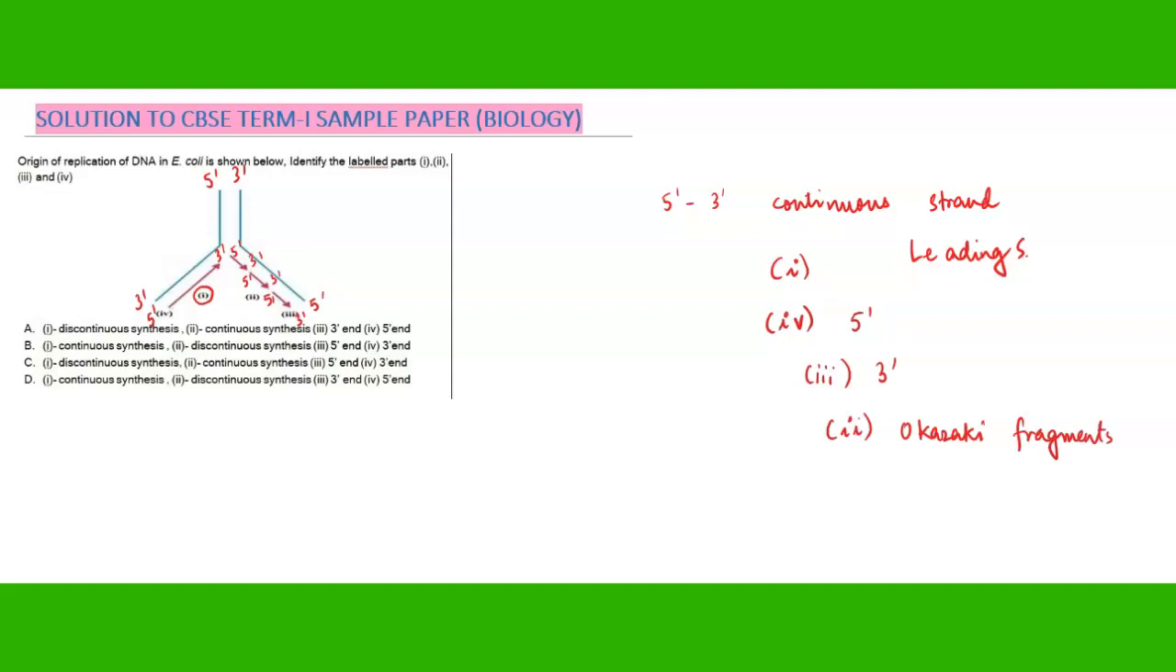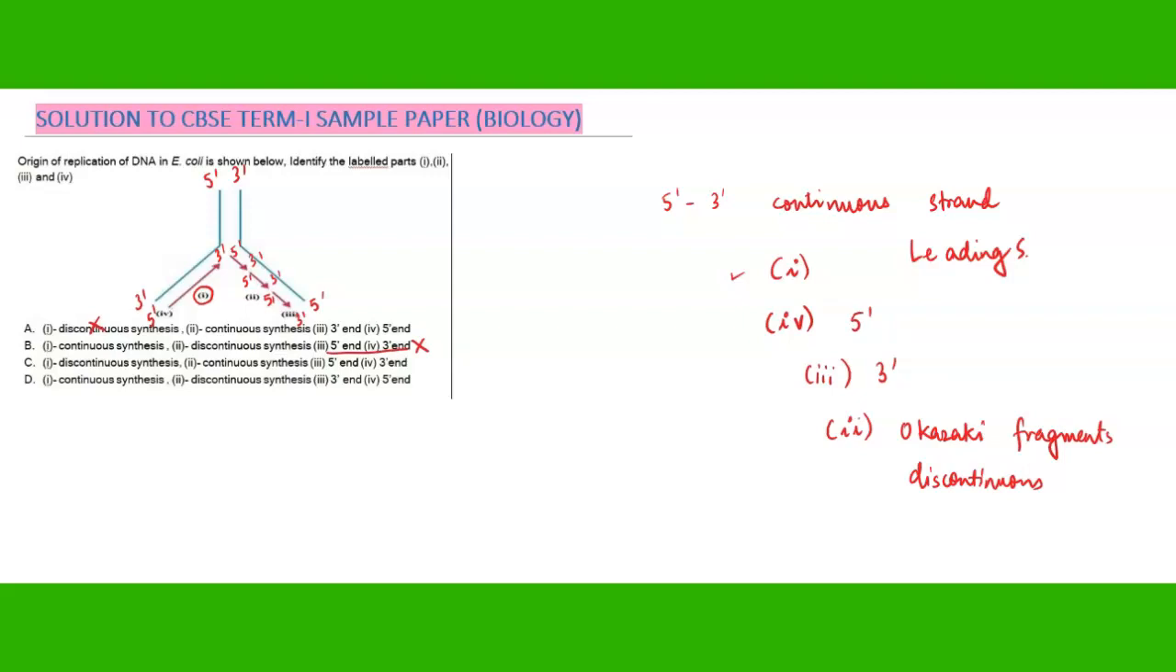Now let's see which option fits in, right? So option 1 is showing discontinuous, it will be ruled out. Second, first is correct, that is fitting in. Second option shows discontinuous, of course. Discontinuous is applicable to Okazaki fragments because they are not stretched continuously. Third is 5', and fourth, this option is ruled out because these are given wrong.